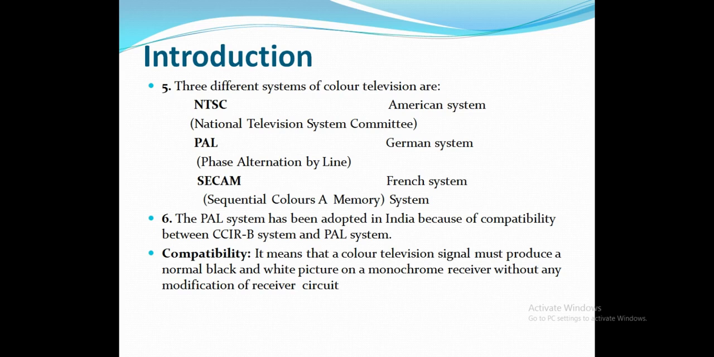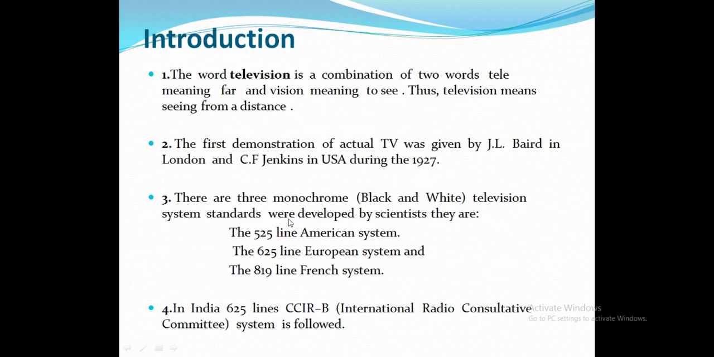So without any modifications in the receiver circuit, we are producing a color television signal as a normal black and white picture on a monochrome receiver, without changing or modifying the receiver circuit. That is the compatibility. Okay, so understand.